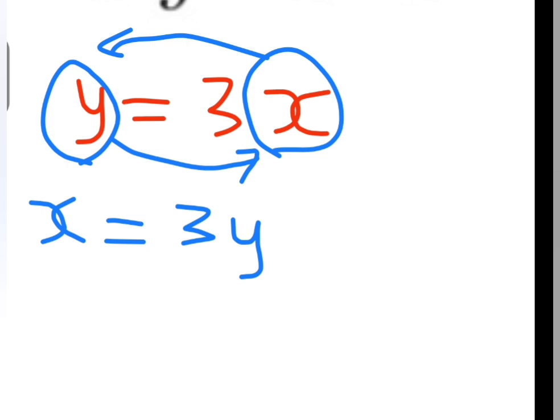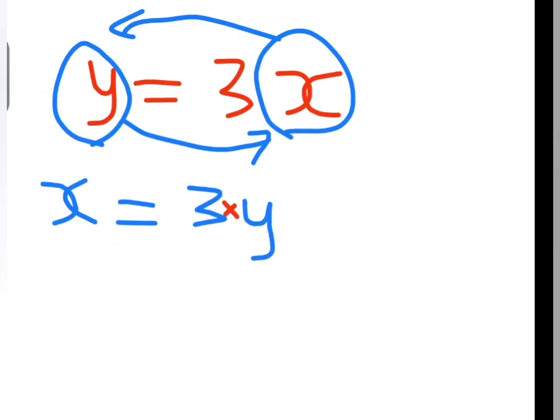Changing the places of the x and the y, or replacing the x with the y and the y with the x. Now, after finishing the first step, now the idea of finding the inverse function is putting y alone and getting rid of any number next to it. Now here we have 3 multiplied by y. We want to remove the 3, and because it's multiplied, we have to do the opposite here. And the opposite of multiplying is dividing.